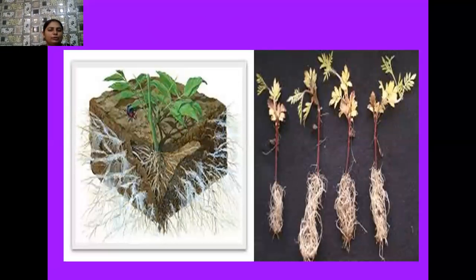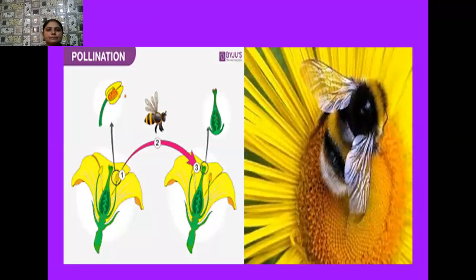So here I have shown you the mycorrhizal association between the roots of the higher plant and the fungi. Yes, student, another picture is of pollination. So here a honeybee causes pollination in the sunflower species.